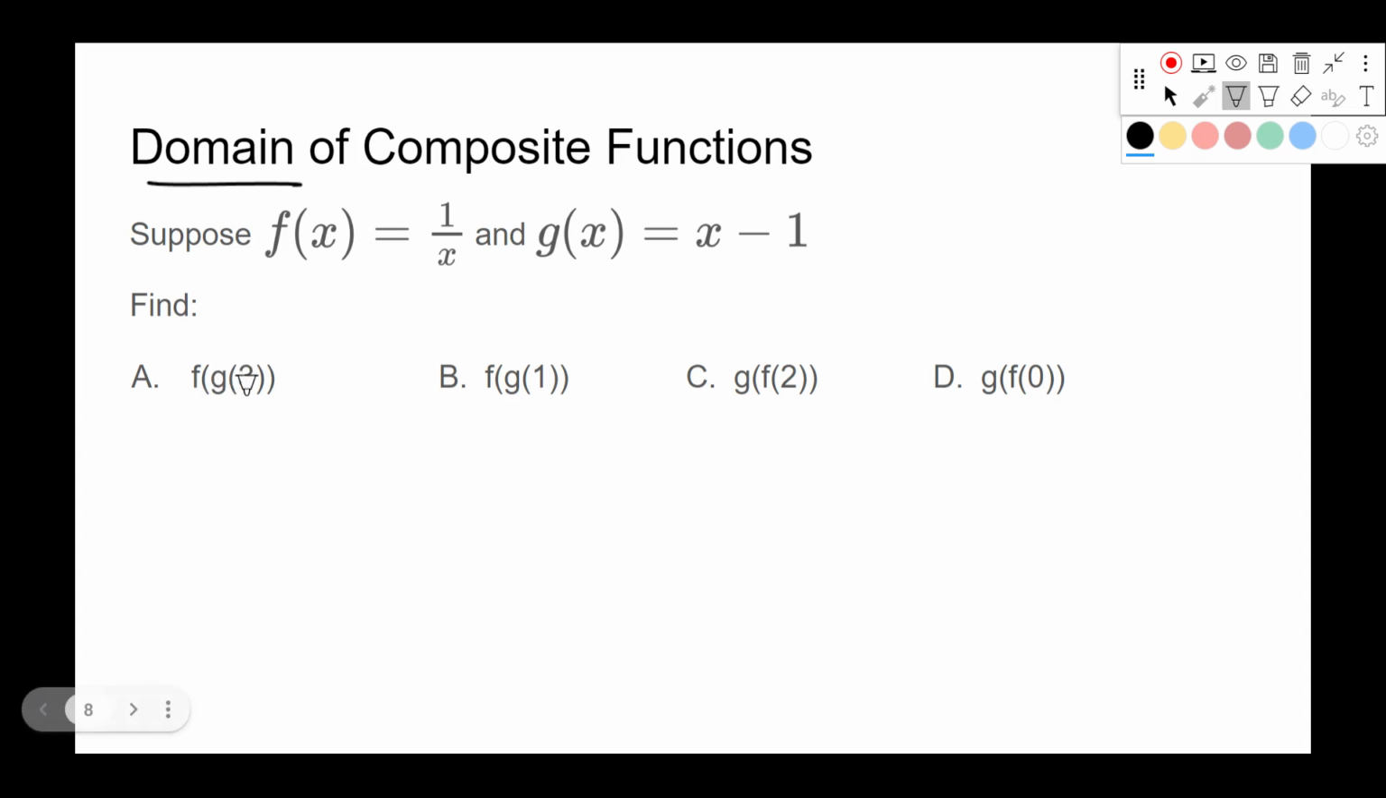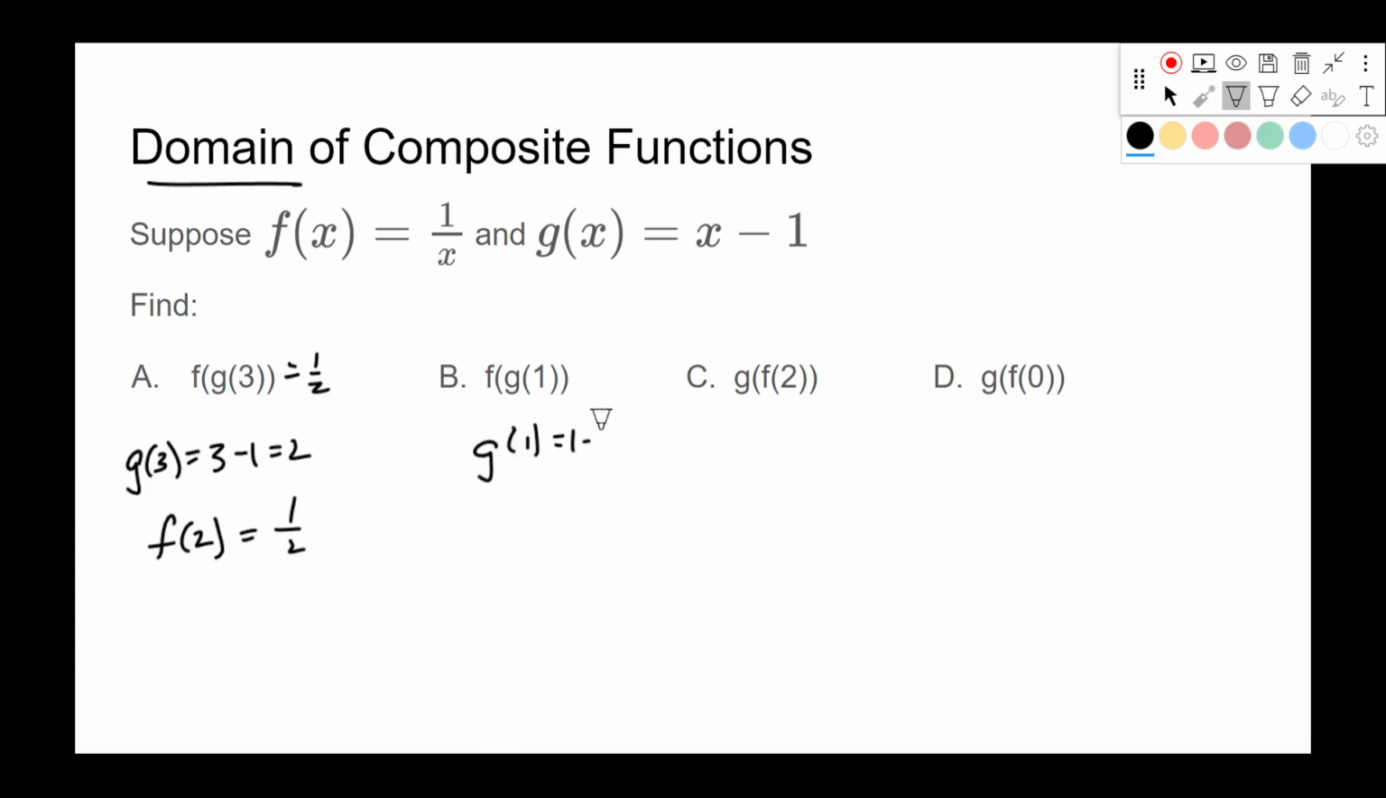You should be able to do this pretty easy now, hopefully. We're going to do the inside function first, g of 3. That's 3 minus 1, so that's 2. And then f of 2 is 1/2. So this answer is 1/2. F of g of 1: g of 1 would be 1 minus 1. It's 0. F of 0 is 1 over 0. Oh, we can't do that. That's undefined. So f of g of 1 is undefined.